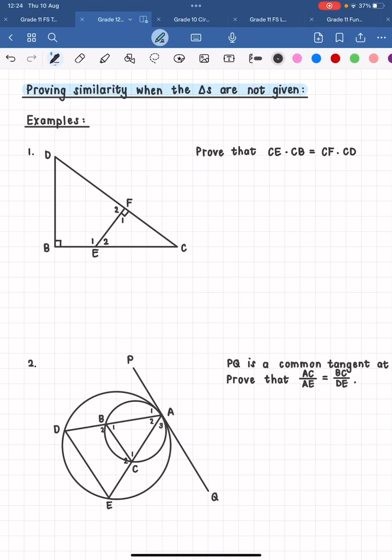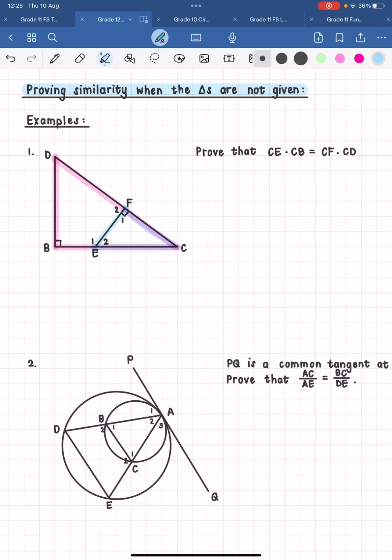Okay, so obviously the heading there says proving similarity when the triangles are not given. So that's a bit of a spoiler. We are going to have to prove that triangles are similar here, right? And in the diagram that we have in the first question, there are actually only two triangles that we could work with. So we have the big triangle, which is triangle BDC. And then we have the smaller triangle, which is triangle EFC. Right, so we're going to have to prove that those two triangles are similar.